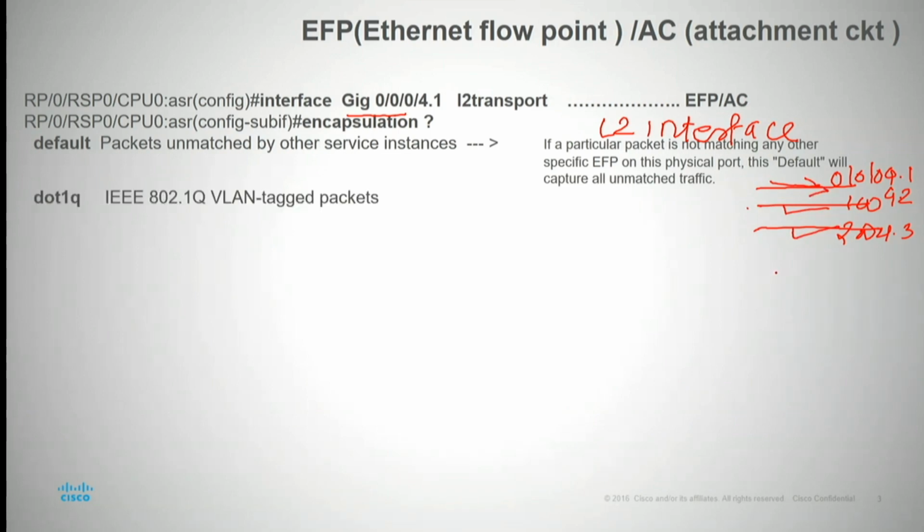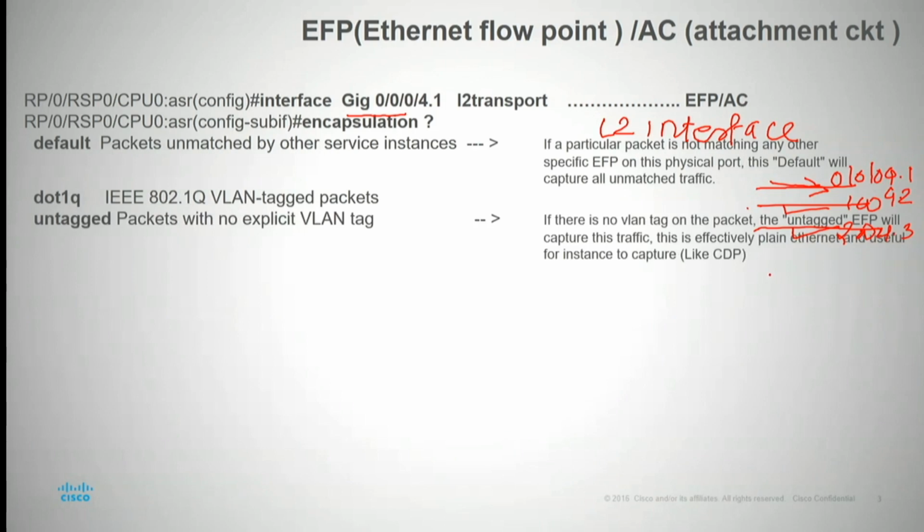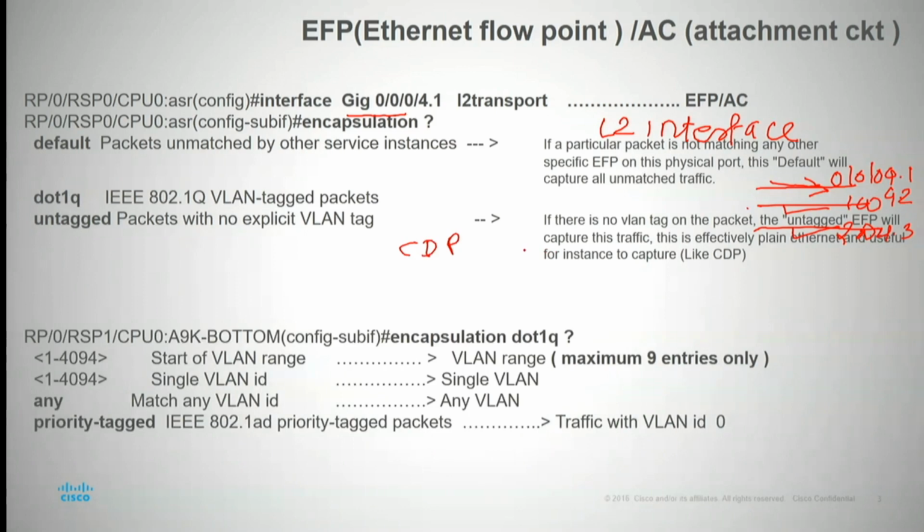Next is dot1q. With encapsulation dot1q, we can define the VLAN tag for that particular sub-interface. Next is untagged. Untagged means you can match untagged packets, like your CDP packets. Under encapsulation dot1q, we have the option to define a single VLAN, or a VLAN range. We can define 9 entries here by using commas, like 9, 10, 11. We can also define any VLAN; if I define any under this one, it will match all VLANs.